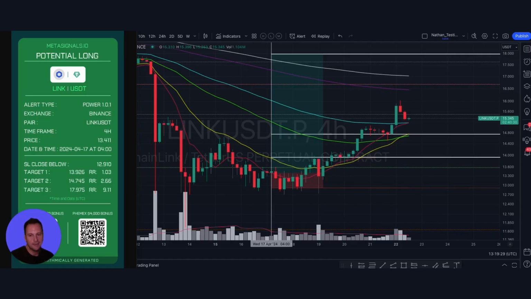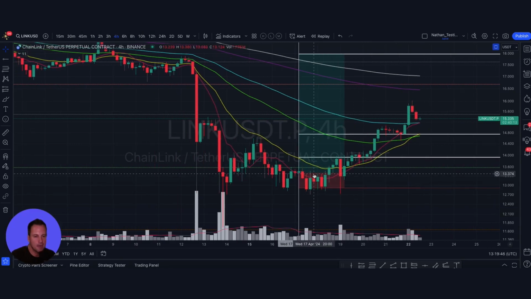We're looking at a LINK 4-hour Power 1.01 alert. It's a great example of one that officially went down as a loss, but with some basic TA applied, could have easily been turned into a winner. We get the alert at this candle close, so this green candle open.